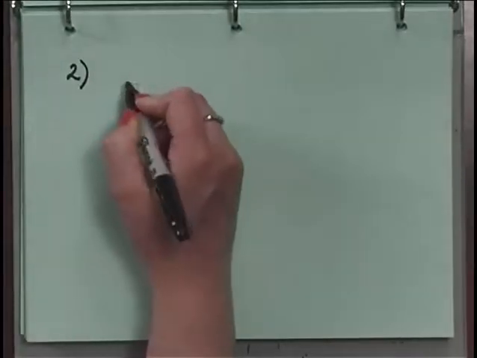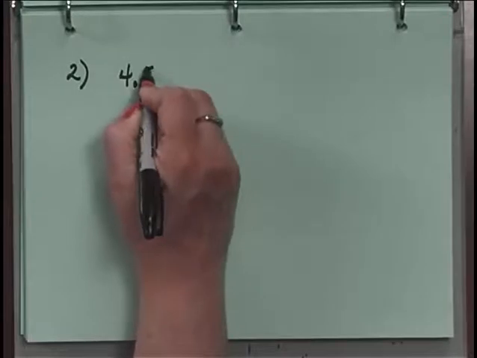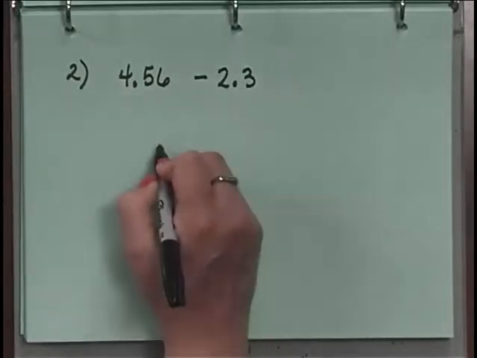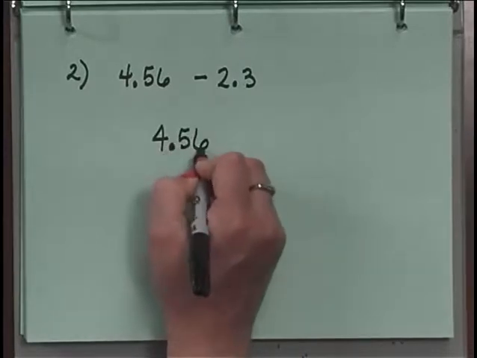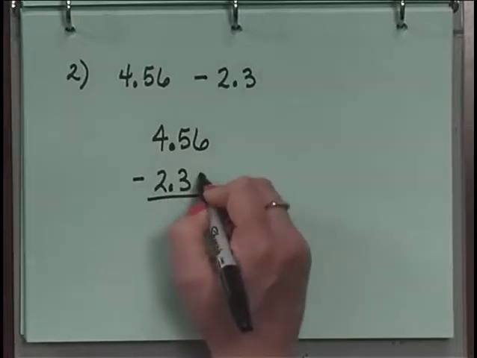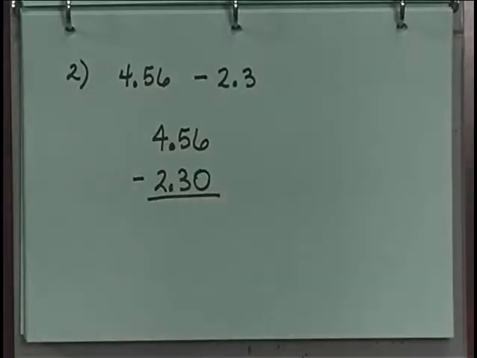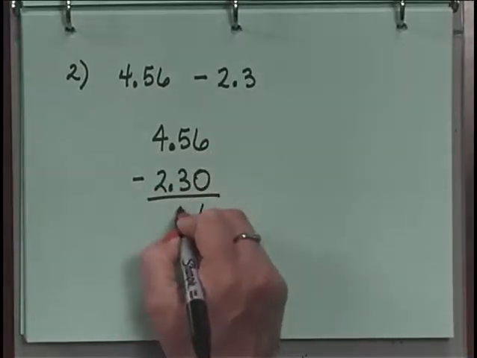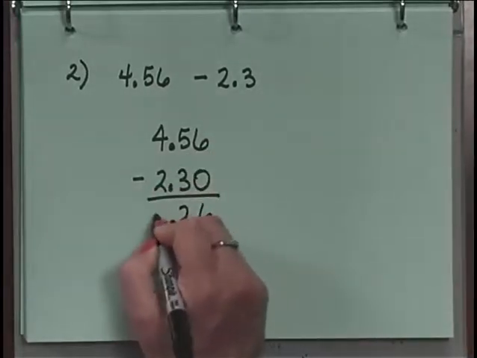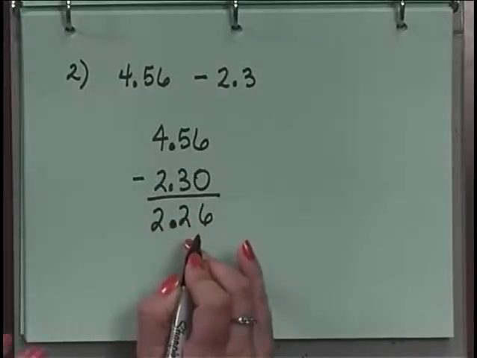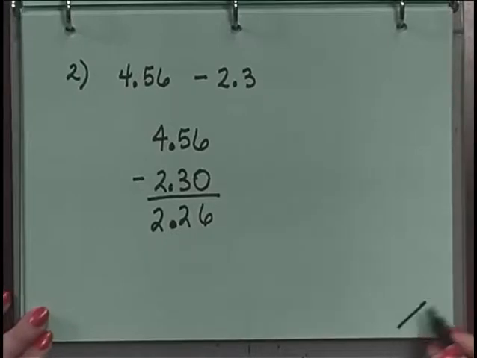Look at example 2. In example 2, we have 4 and 56 hundredths. Take away 2 and 3/10. So again, I'm going to have 4 and 56 hundredths, but I'm subtracting 2 and 3/10. So 2 and 3/10 does not have any hundredths, so I'm going to insert that 0. And so 6 minus 0 is 6, 5 minus 3 is 2, and 4 minus 2 is 2. So my subtraction answer, my difference, would be 2 and 26 hundredths.